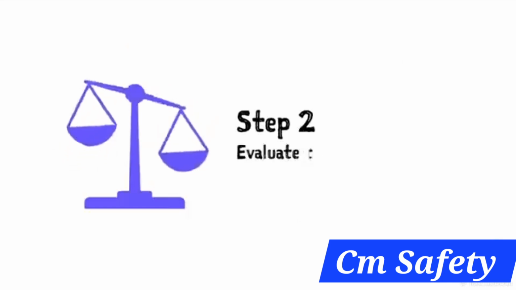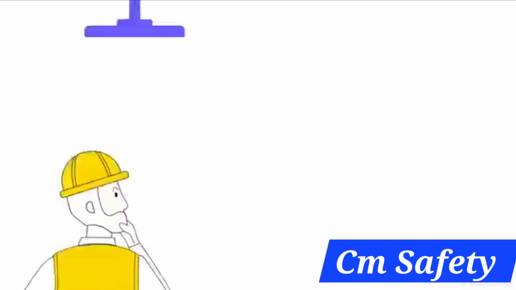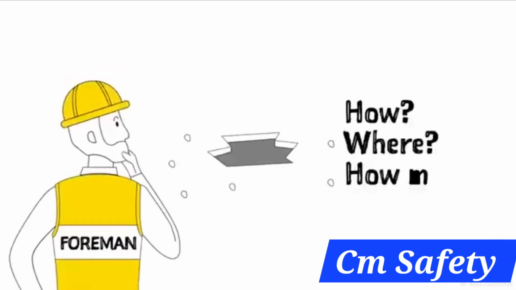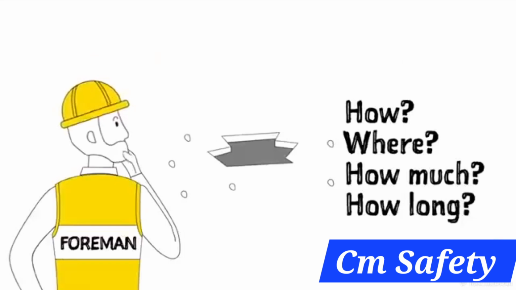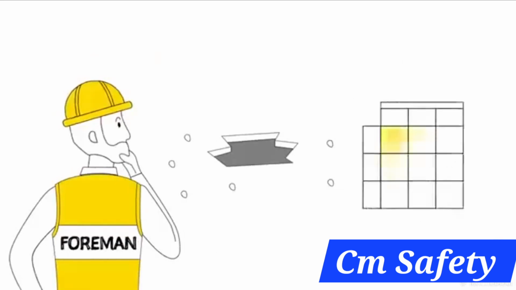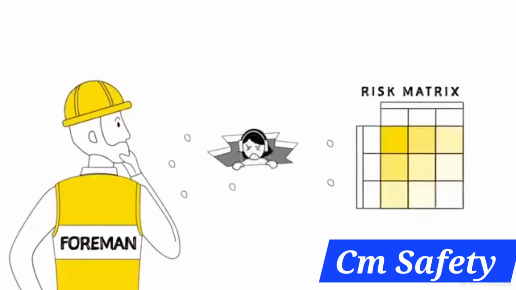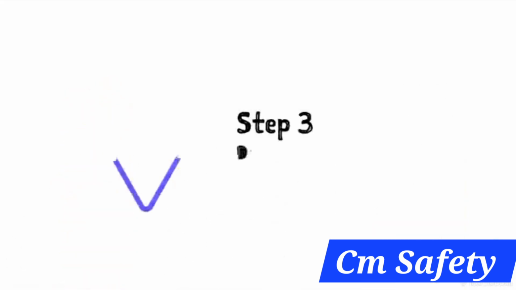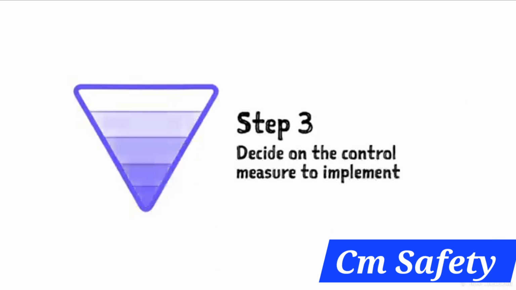Step 2. Evaluate the risks. Consider how, where, how much, and how long individuals are typically exposed to a potential hazard. Assign a risk rating to your hazards with the help of a risk assessment matrix. This can help measure risk level based on likelihood of occurrence and the severity of potential injuries. Step 3. Decide on the control measure to implement.